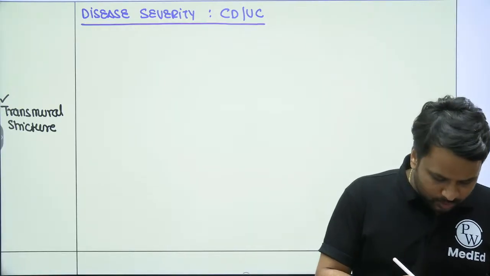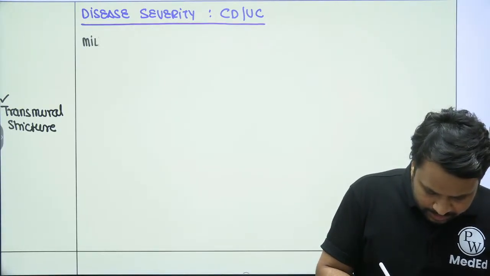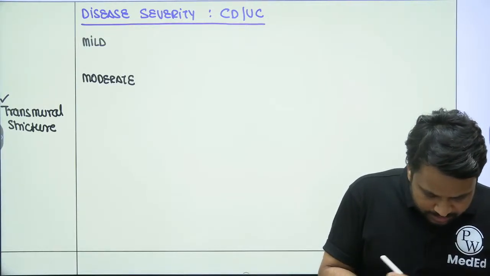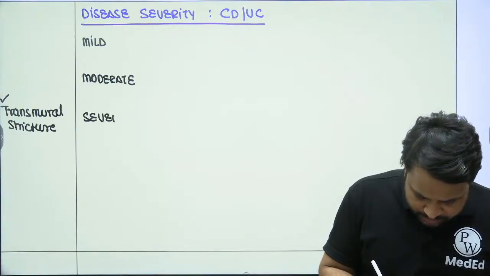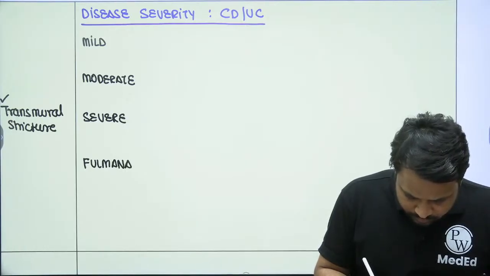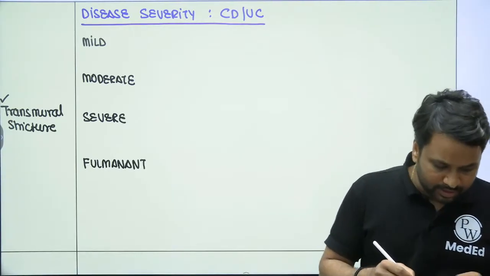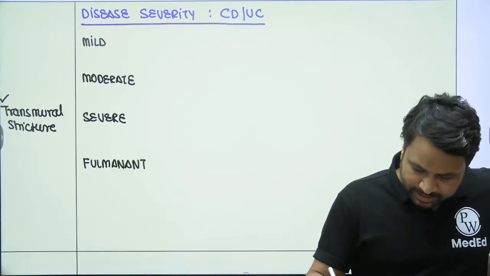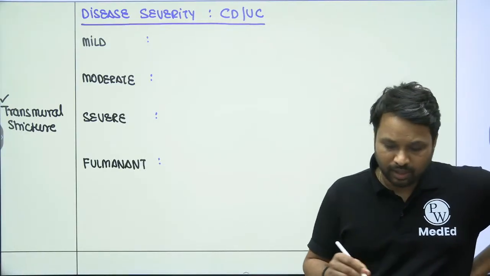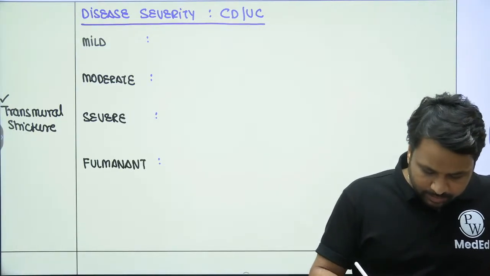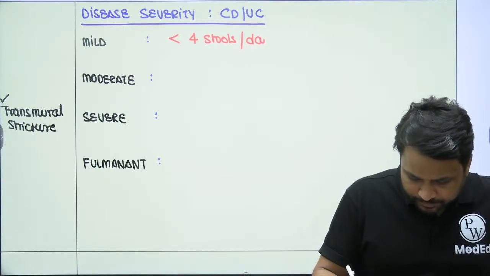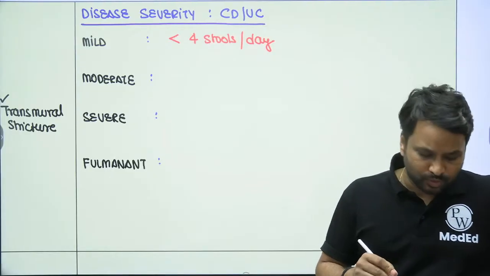Based upon the episodes, we divide them into mild disease, moderate disease, severe disease, and fulminant disease. What is the criteria to call whether the patient is having mild, moderate, severe, or fulminant disease? To call a patient as having mild disease, it should be less than 4 episodes of stools per day.